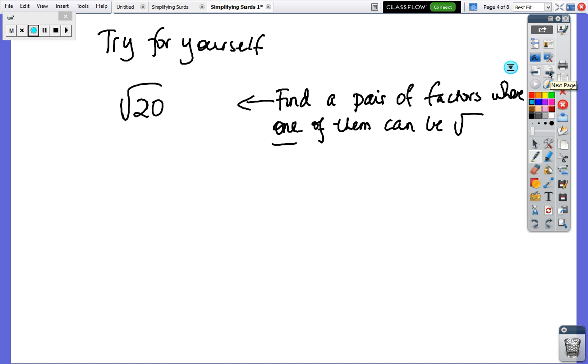So I want you to try this one for yourself. I want you to pause the tape, have a go, find 2 numbers that multiply to get 20, but one of them has to square root. And when you're ready, press play and you'll see my answer.